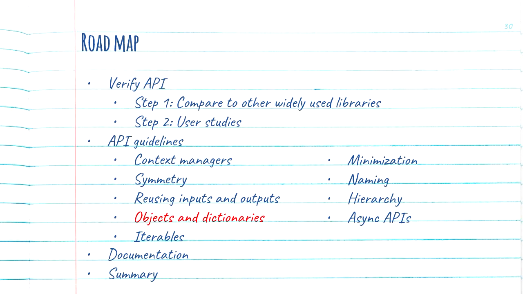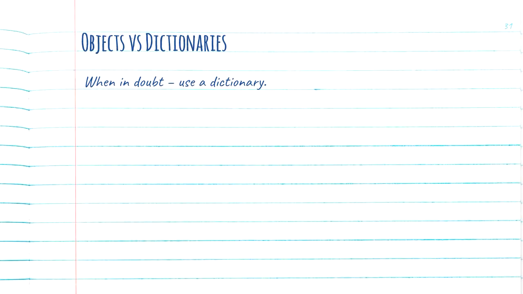Objects versus dictionaries. Okay, so if you come from a different object-oriented language, it may be an instinct or a compulsion to represent everything as objects. Our user studies say don't do this. Python developers prefer to use dictionaries. They will naturally look for dictionaries. So when in doubt, just use a dictionary.